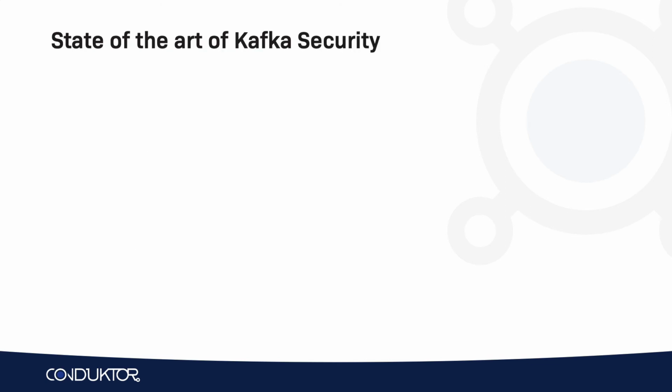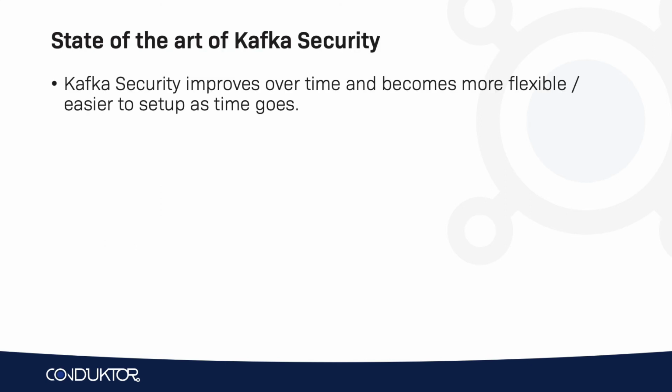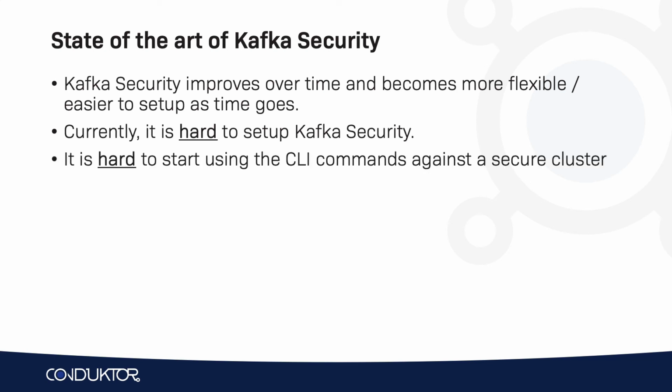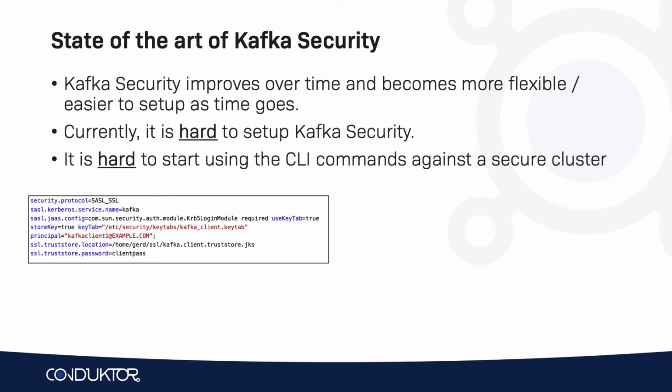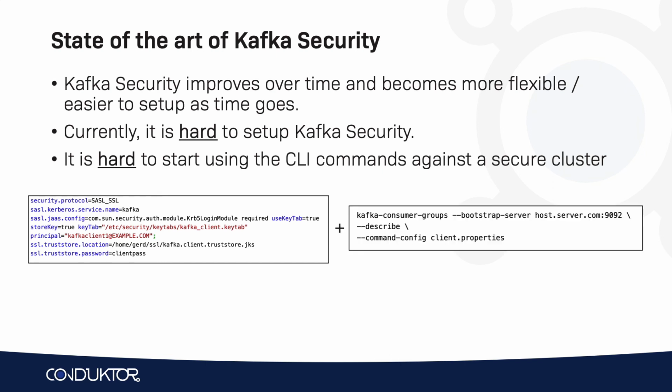Now, in terms of where Kafka security is, well, Kafka security is quite advanced and it's becoming more and more flexible, and this setup is going to become easier over time. But I think personally that it is hard to set up Kafka security on a new cluster. It also is extremely hard to use the CLI commands against a secure cluster. So here are the properties you need to set for your Kafka clients using the CLI to make sure that they can authenticate against a secure cluster. And then you need to combine it in your CLI to bring that properties file and read it. Overall, it is a pain to use and very difficult. And at scale, it becomes very, very complicated.